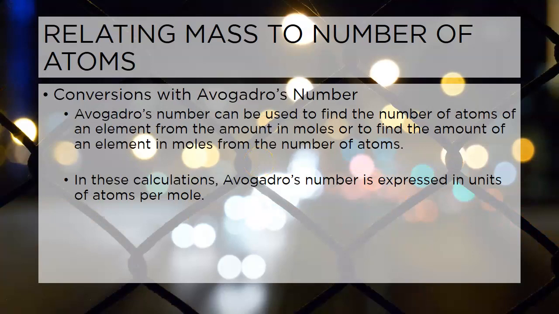So Avogadro's number can be used to find the number of atoms in an element based on the number of moles. And in these calculations, we say units of atoms per mole. But Avogadro's number can represent all sorts of things. It can represent atoms, it can represent molecules, it can represent electrons. It's just any item. So it could be donuts. You could have how many donuts are in a mole. There'd be 6.02 times 10 to the 23rd donuts in 1 mole.